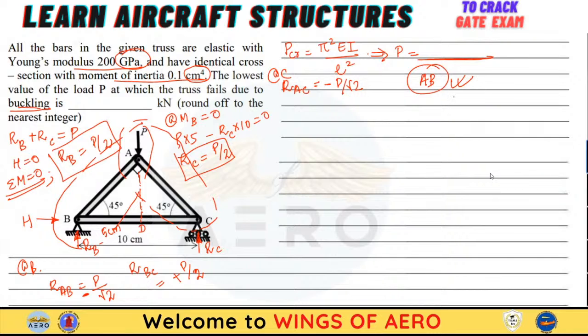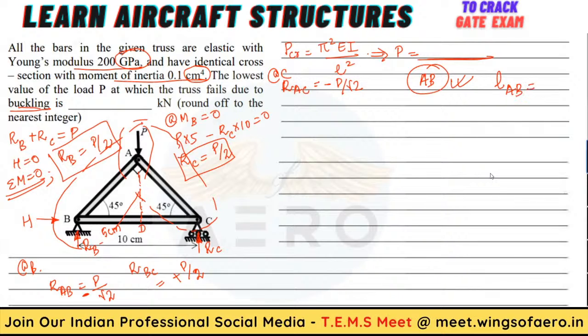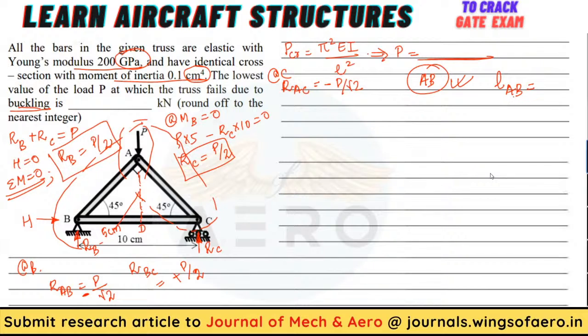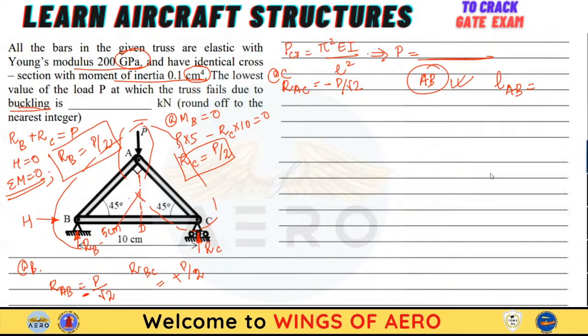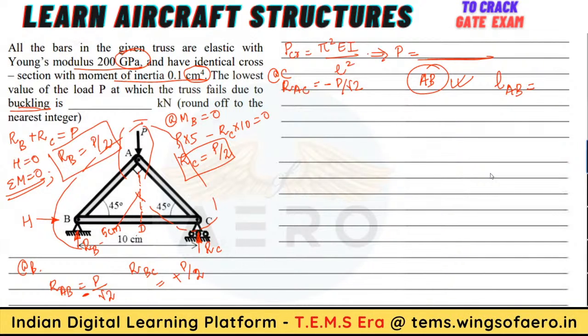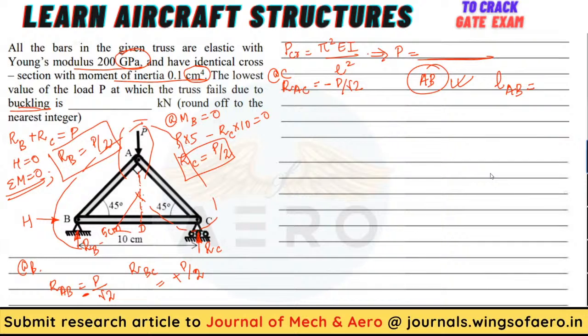Now from here you need to find out the length of AB. What is the length of AB? How will you find this length of 7.07? So how are you finding this length? Ma'am, right angle triangle. Yes, right. AB will become 10 cos 45. Okay, sine 45. Why 10? Why are you taking 10? Okay, yeah, either of that.